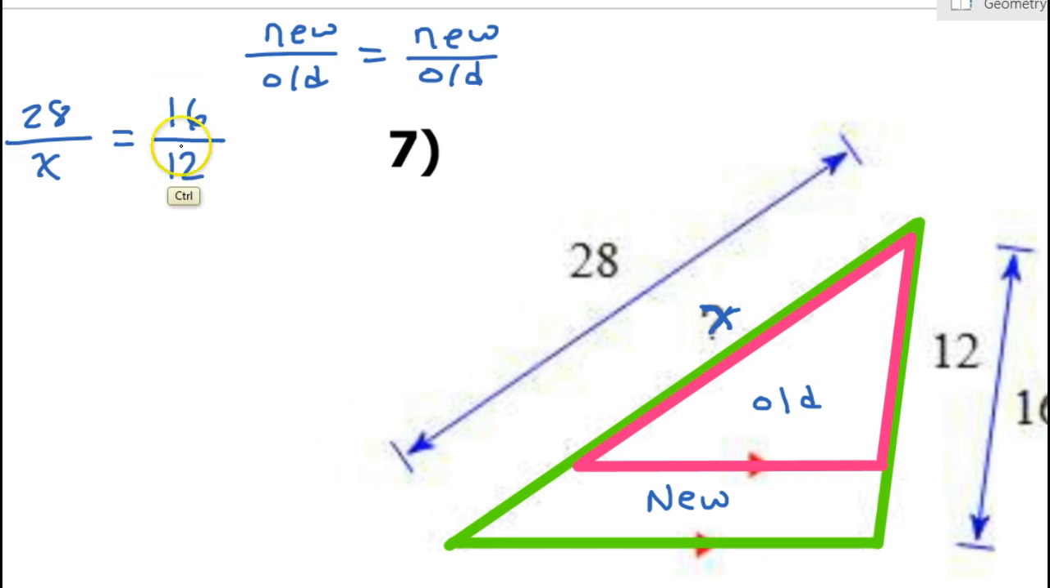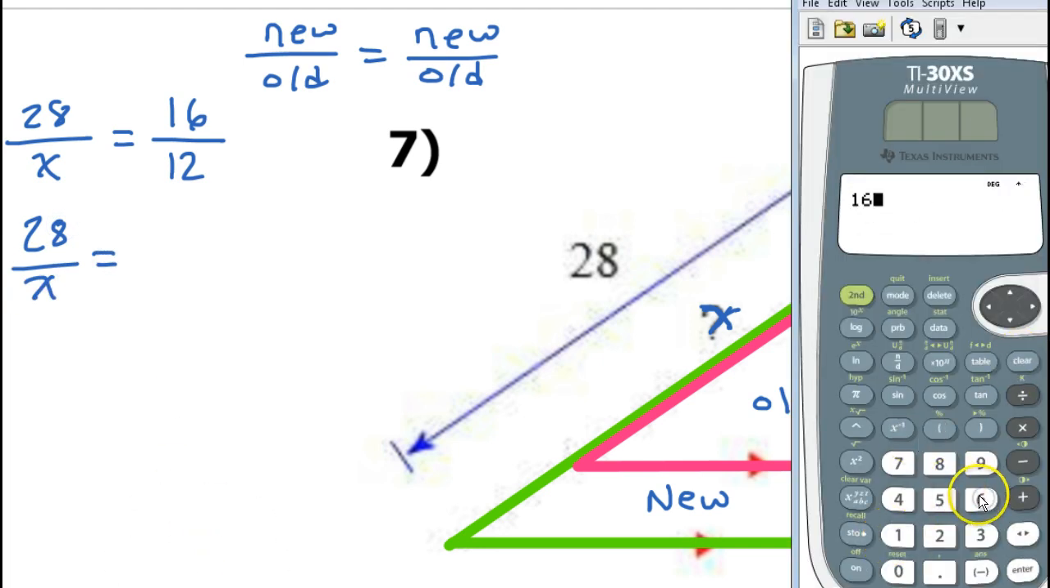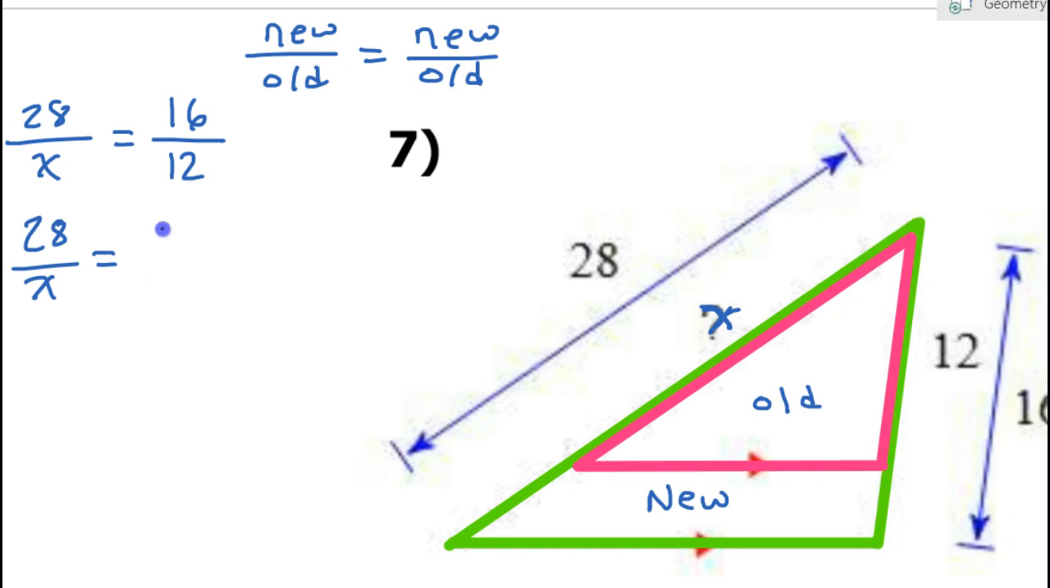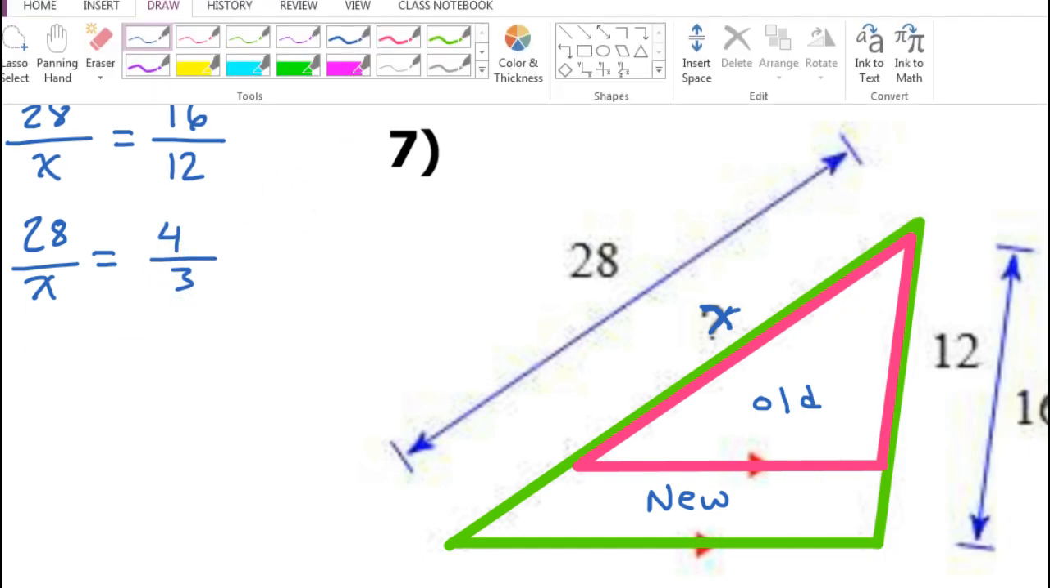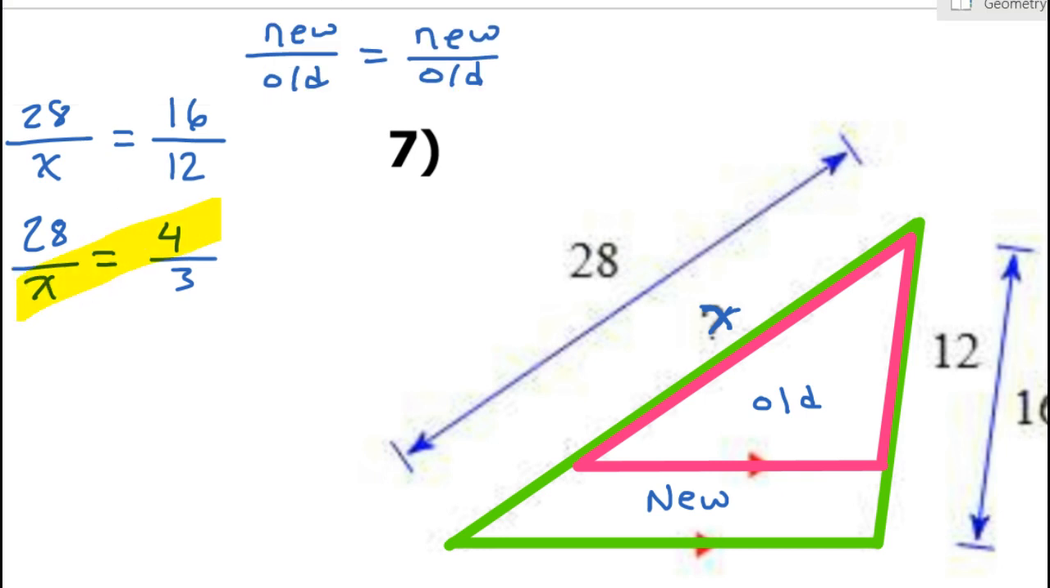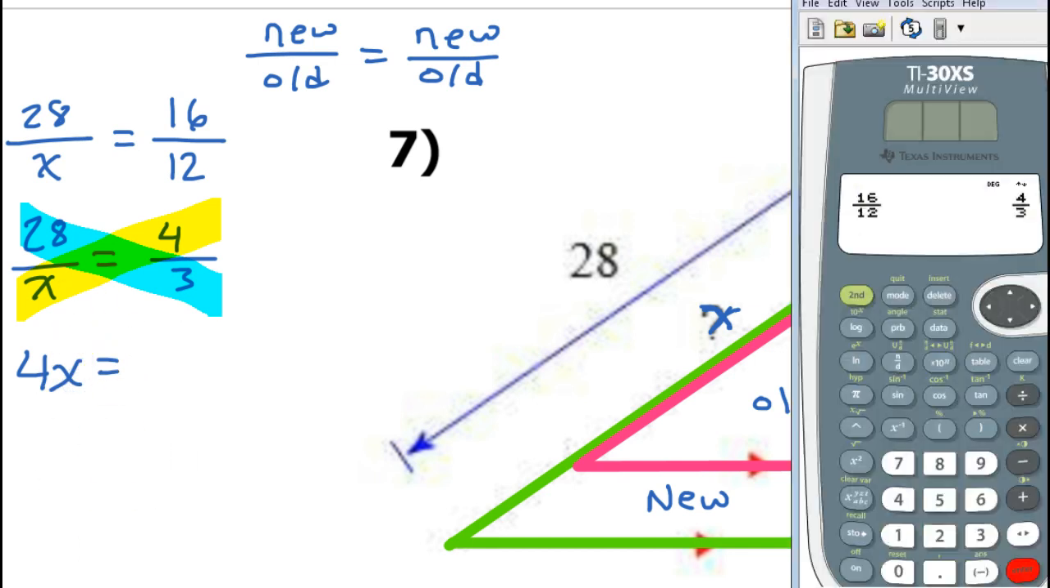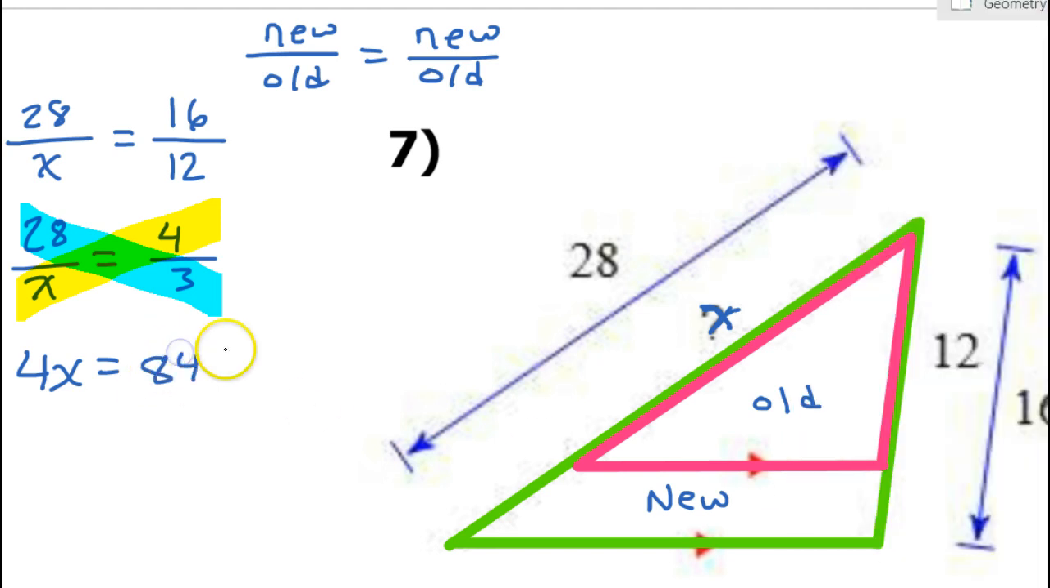I prefer to reduce these fractions, so I'm going to have 28 over x equals, okay, and both of these are divisible by 4. So if I do 16 over 12, this should be 4 over 3. So I'm going to get 4 over 3, and then we cross multiply. We will multiply the yellow diagonal, and we'll multiply the blue diagonal, and we set those equal to each other. So the yellow diagonal gives me 4x. The blue diagonal, I have to do 3 times 28. So 3 times 28 is 84. So I get 4x is equal to 84, and then I divide both sides by 4. And I get x is equal to 21.